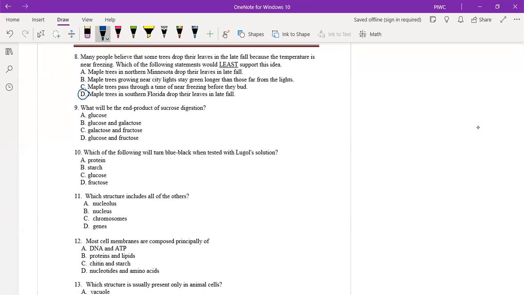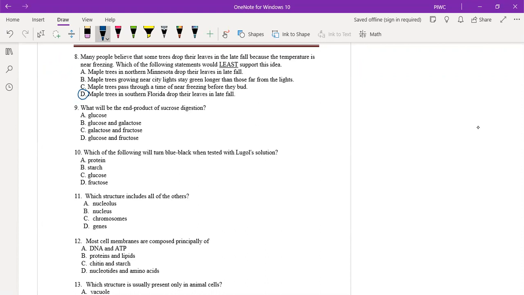So in Florida, they don't have freezing temperature, yet the trees still drop their leaves in the late fall. So that least supports this idea. All right, number 9.